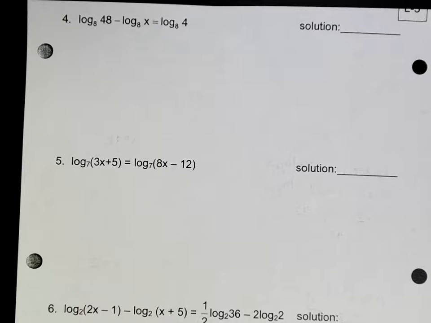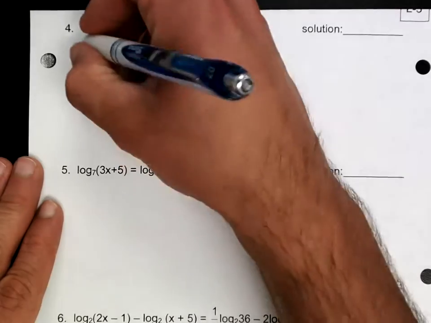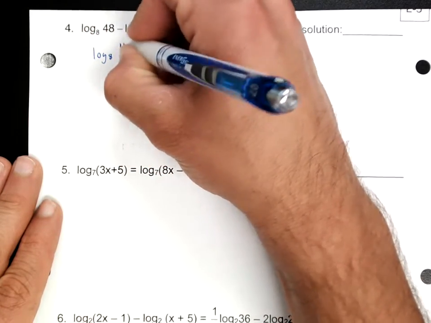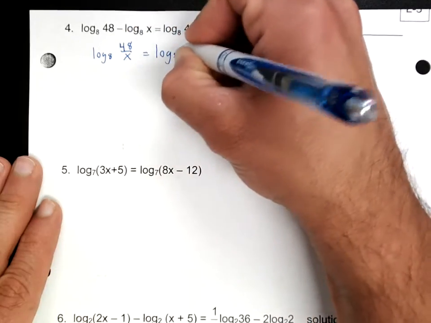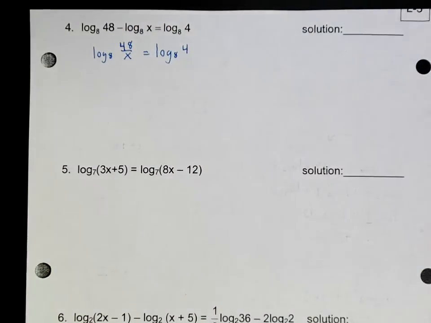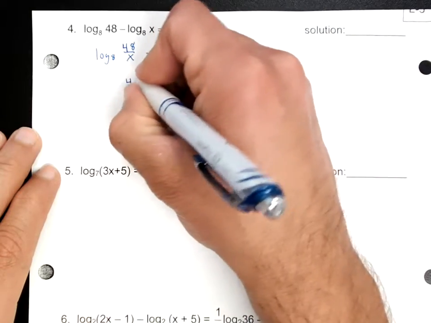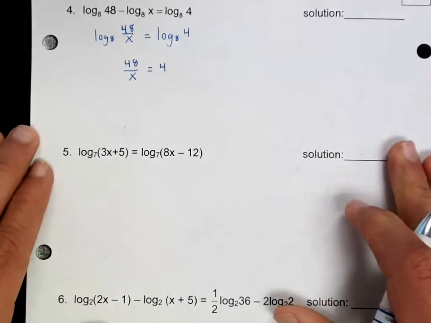So assuming that some of you did that right, I'm sure some of you still need more help, but if you combine those two logarithms, I would have log base 8 of 48 over x is equal to log base 8 of 4. And then at that point, I'm just going to set the inside equal to one another. So I have 48 over x is equal to 4.